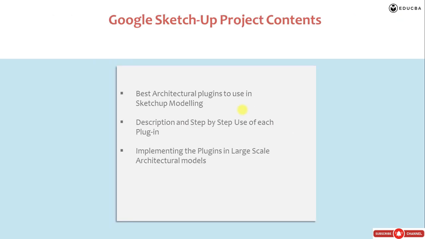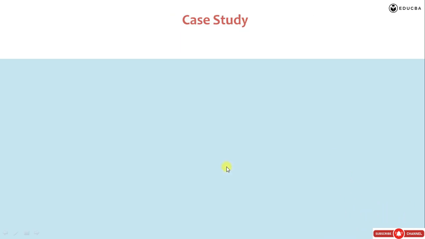This particular Google SketchUp project has the following contents. We will be explaining the best architectural plugins that can be used in SketchUp modeling, and one by one we will be teaching you how to use them with a bare minimum of memory and effort to create the best detailed models. We will be giving you descriptions and step-by-step use of each plugin. We will be implementing the plugins in large-scale architecture models to give you a demo of how you can use the complete plugin set. There will also be a case study.